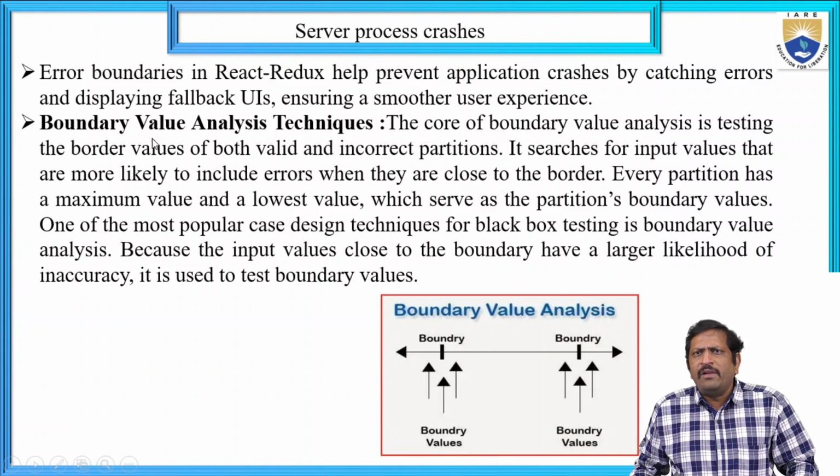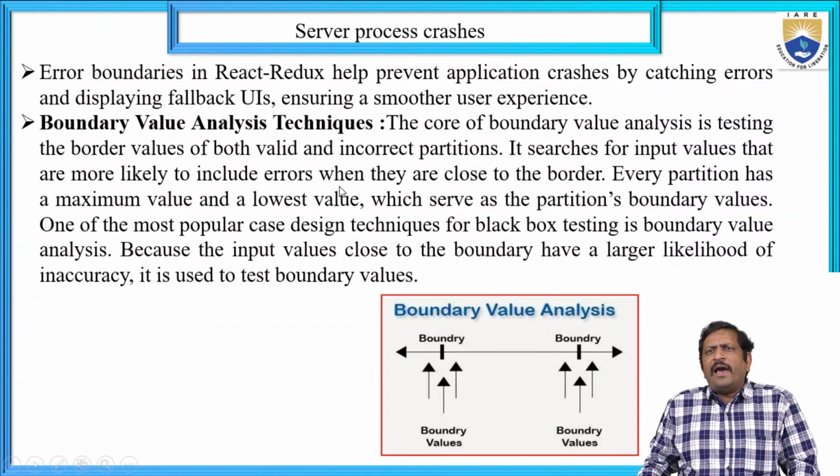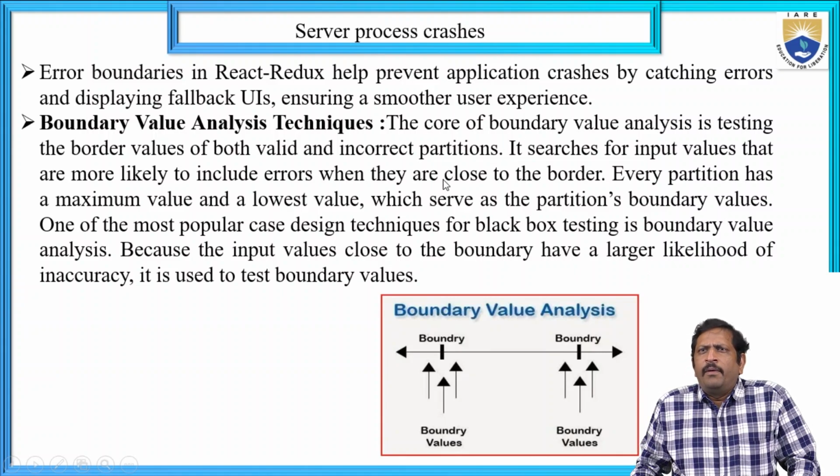Boundary value analysis is a technique that can be used for identifying the errors at boundary levels. The core of boundary value analysis is testing the boundary values of both valid and incorrect partitions. It searches for the input values that are more likely to include errors when they are close to the borders. Every partition has a maximum value and a lowest value, which serve as the partition's boundary values.